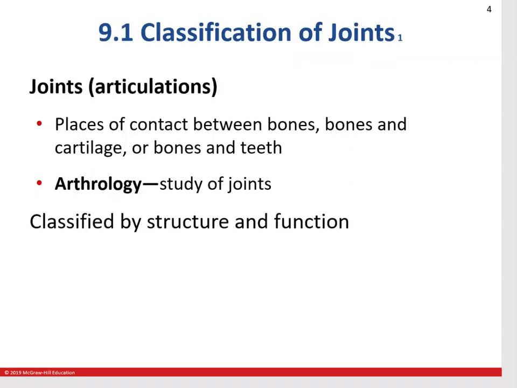So let's define a joint. That joint is a place where bones come together. Typically when we talk about an articulation, we're talking about multiple bones. But there are also articulations between bones and cartilage, and we also see that teeth are stuck down into bones. So those are all examples of articulations. The root that we're going to see is arthro. So arthrology is the study of joints. And again, we can classify them structurally or functionally.